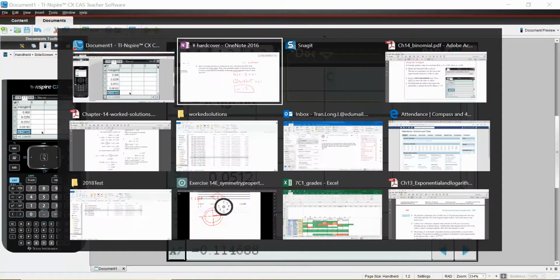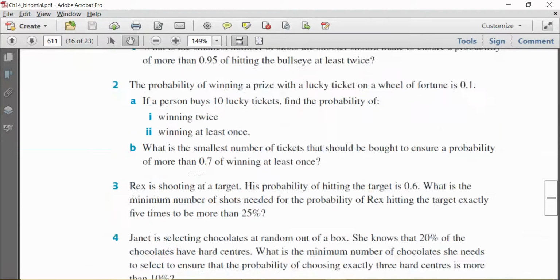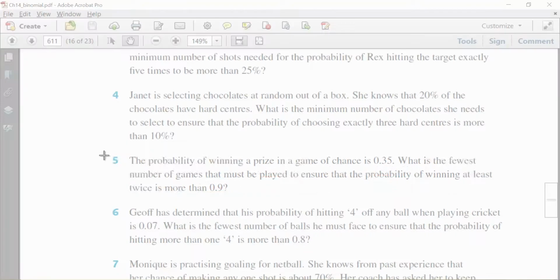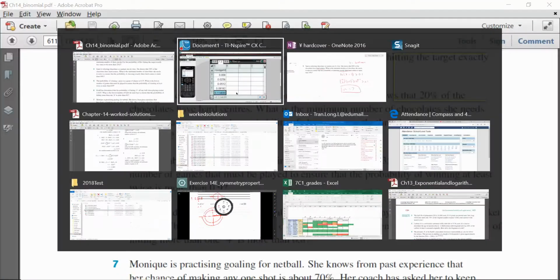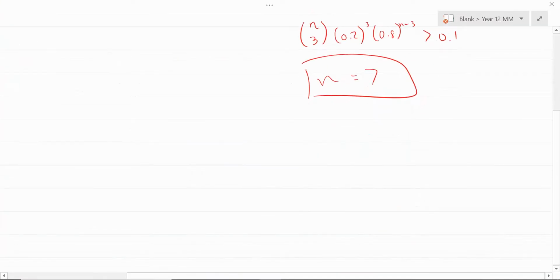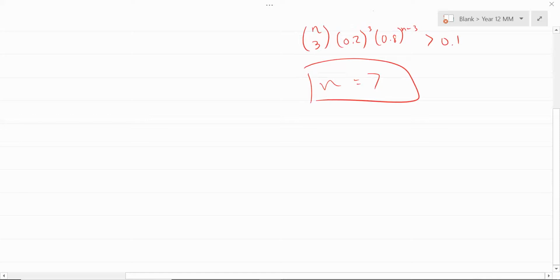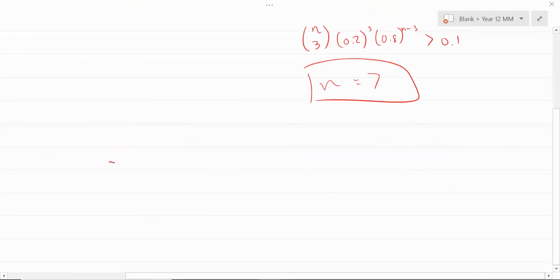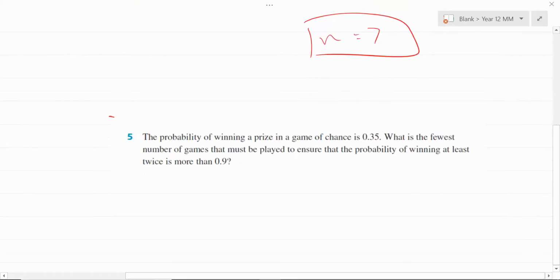Now, let's say, just to clarify my techniques with the CAS, question 5, for example. Let's do 5, right? Well, I don't know why I didn't copy. Let's do it again. So here we go. Let's do question 5. Question 5 says, find the probability of winning a prize. The probability of winning a prize in a game of chance is 35% chance, right?